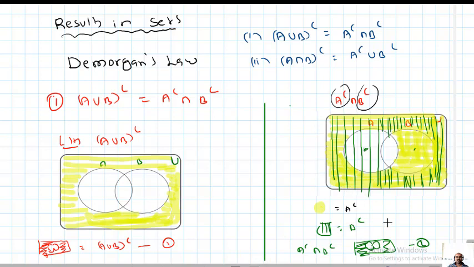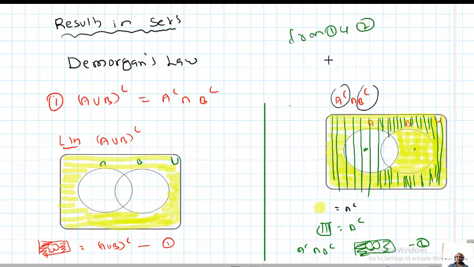Somewhere I want to write, so I will rub this and write later. I can say that (A union B) whole complement equals A complement intersection B complement. In this way you can prove things in set theory. One of De Morgan's laws is proved by using a Venn diagram.